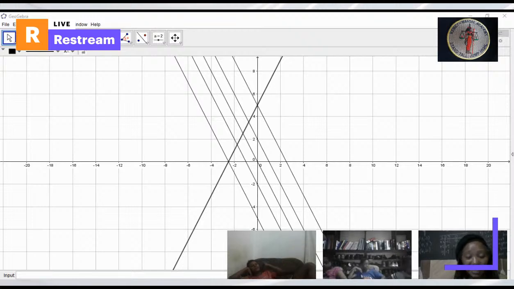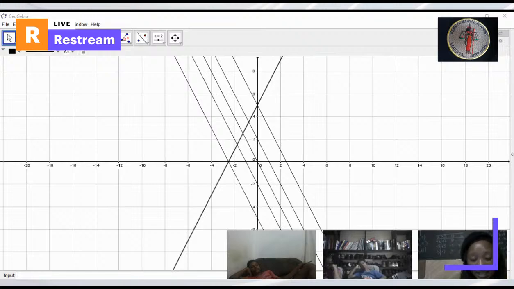Another thing you can tell is how is the line oriented? What is the inclination of the line? Is it turned towards the left? Is it turned towards the right? If the number in front of x, if the gradient is positive, the line will be oriented to the right. If the gradient is negative, the line will be oriented to the left. So that's the second thing you can tell just by looking at the equation.